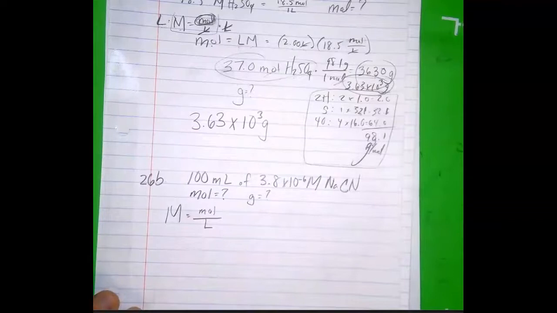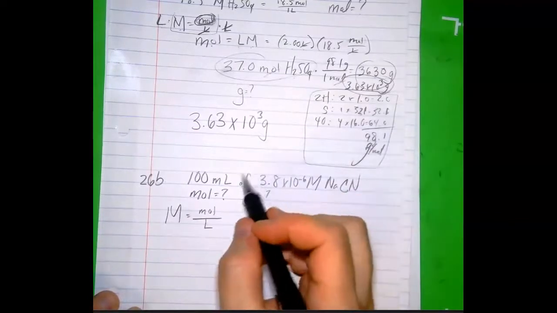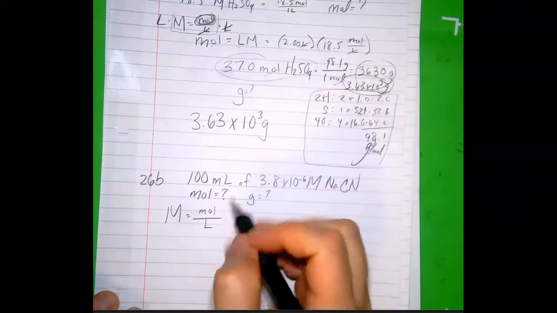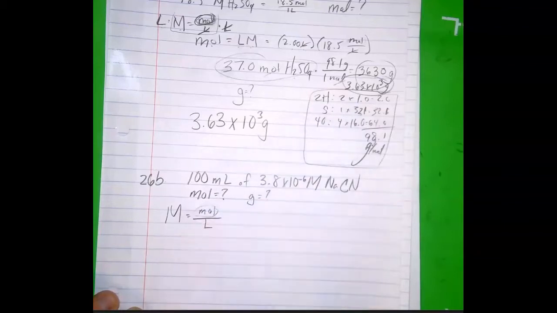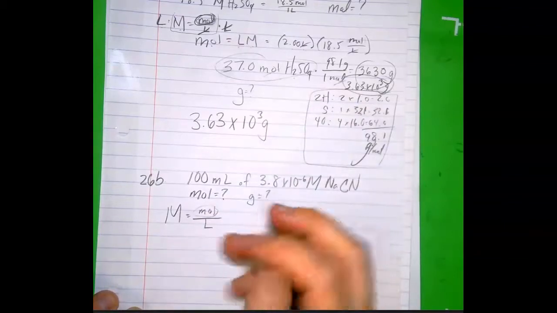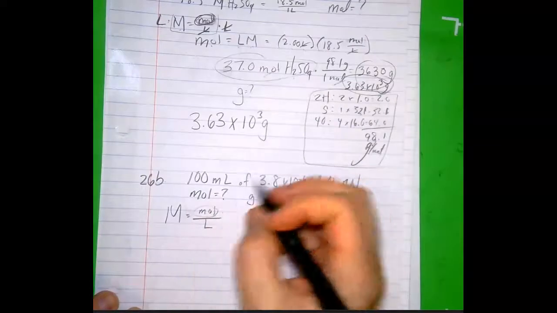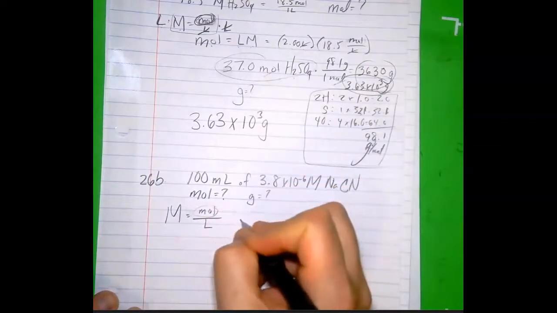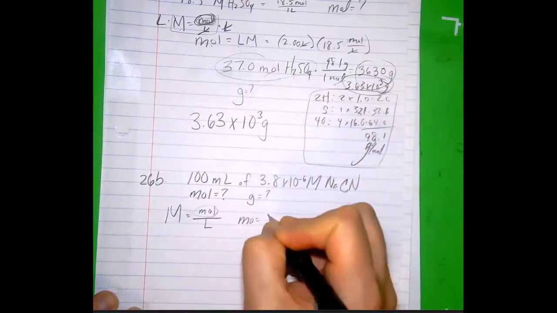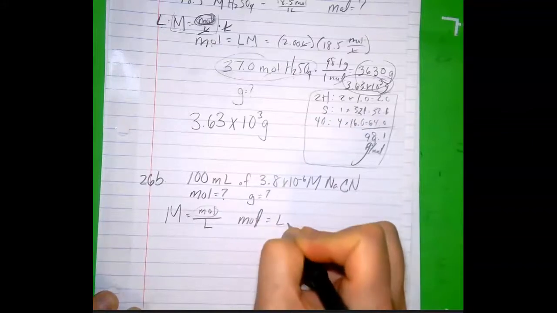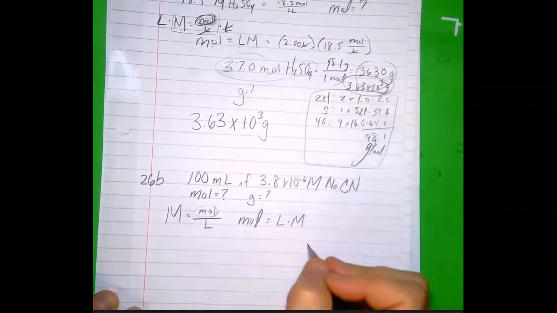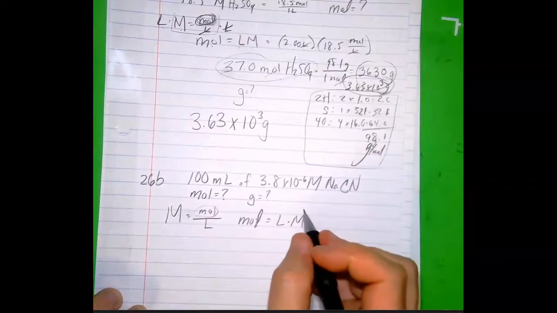Molarity equals moles over liter. Convert if necessary. Do I have moles? No, I have to find moles. So let's isolate the unknown variable. Multiply both sides by liters, and I get moles equals liters times molarity. Now, do I need to convert?